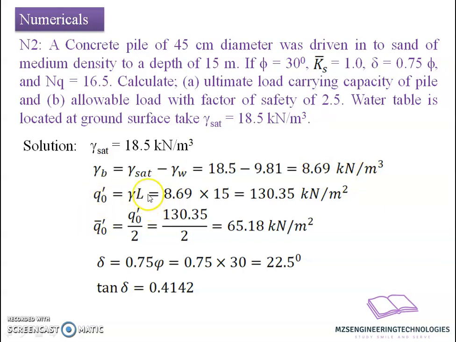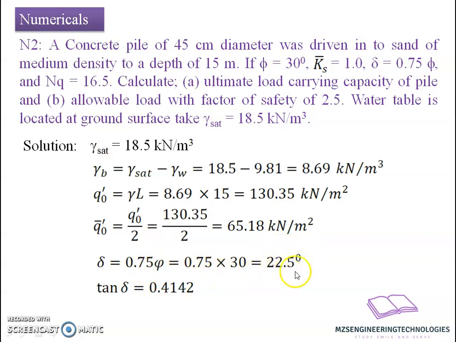Once we have got this value, we can find out the effective surcharge over the soil. Q naught dash equals gamma into L, equals 8.69 into 15, which comes to 130.35 kilonewton per meter square. The average effective surcharge along the periphery of the pile can be worked out as Q naught dash bar equals Q naught dash divided by 2, which equals 130.35 divided by 2, which works out to be 65.18 kilonewton per meter square. The value of delta is given to us. Delta equals 0.75 times phi, which is 0.75 into 30, 22.5 degrees.